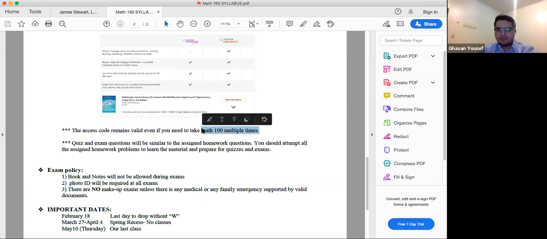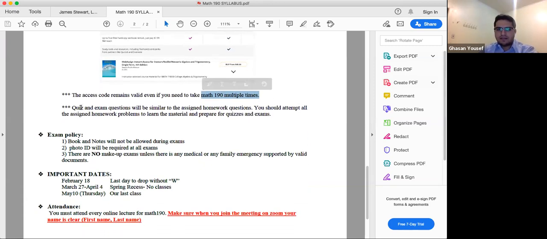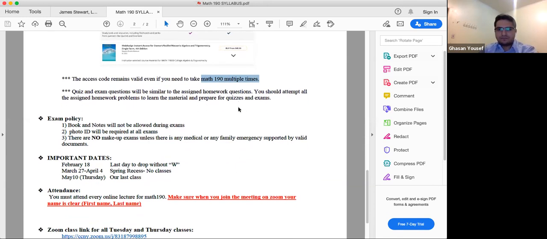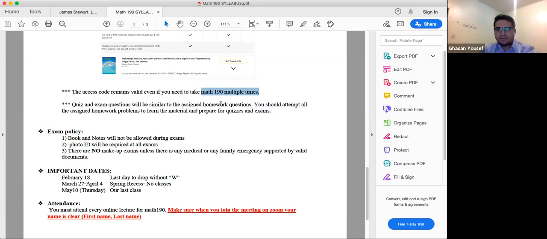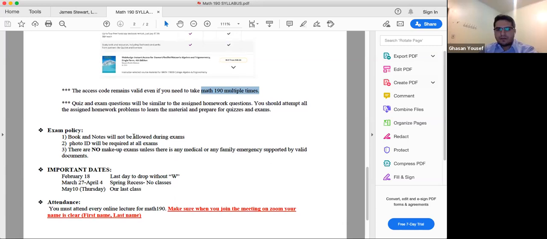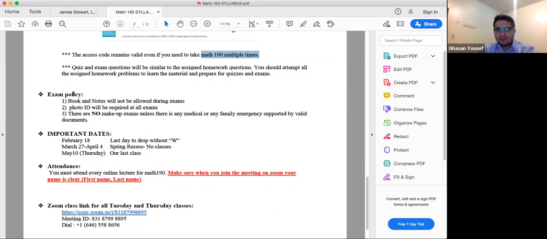This is the first note. The second thing, quizzes and exam questions will be similar to the assignment homework questions. Okay, so now the exam policy.